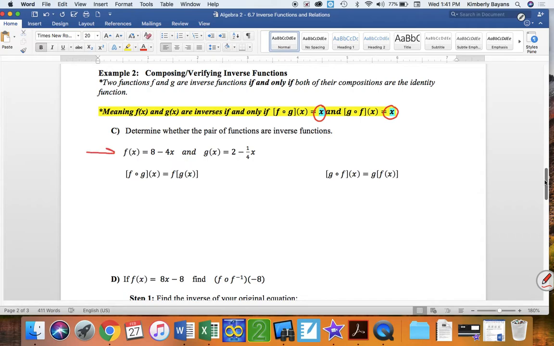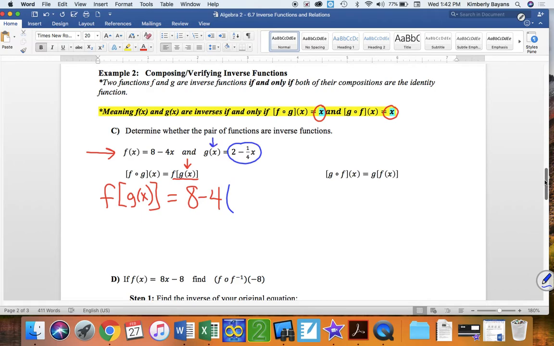So let's suppose my f of x is 8 minus 4x, and g of x is 2 minus 1/4 x. I'm going to try to do the composite of f of g of x first, which means my g of x equation becomes my x value in my f function. So here's what it means. f of g of x means this. My function of f is 8 minus 4x. So everywhere I see an x, I'm going to put this in for it.